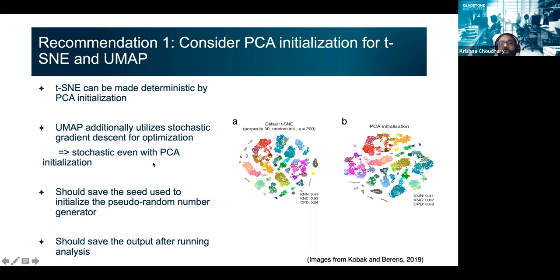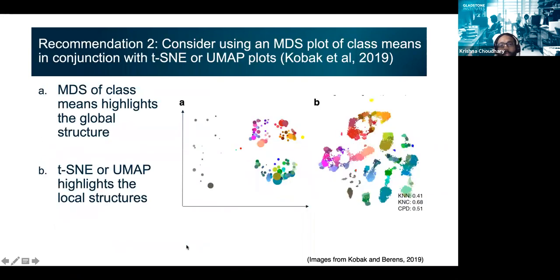So even if you use an informative initialization such as PCA or something, then UMAP may give you random outputs. So you want to save your results after you have decided that this is the UMAP that I want to work with. You should save your output. And you should also save the seed used to initialize the random number generator when you are working with UMAP or t-SNE, and save the output, of course.